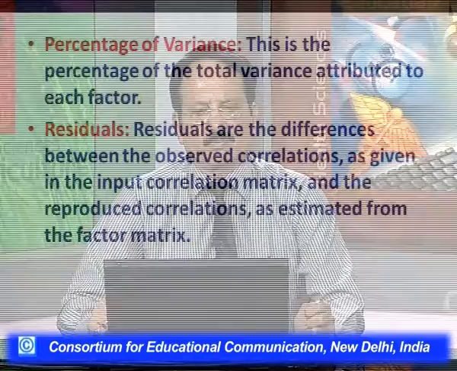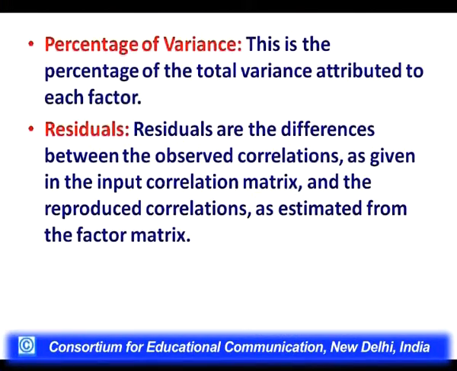Percentage of variance. This is the percentage of the total variance attributed to each factor. When we include factor after factor, the total variance explained changes. So, with any factor included, the cumulative variance gives us the total variance being explained by all the factors which have been included in the model so far.